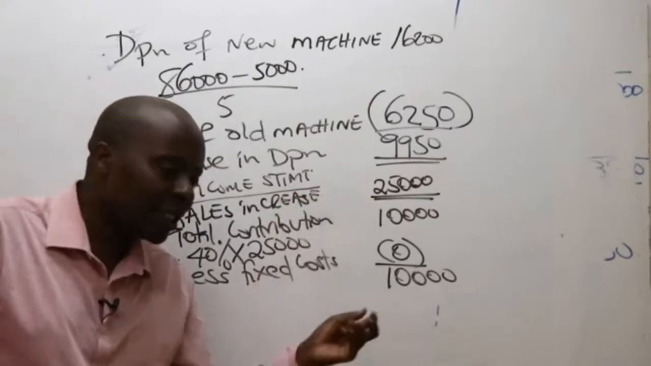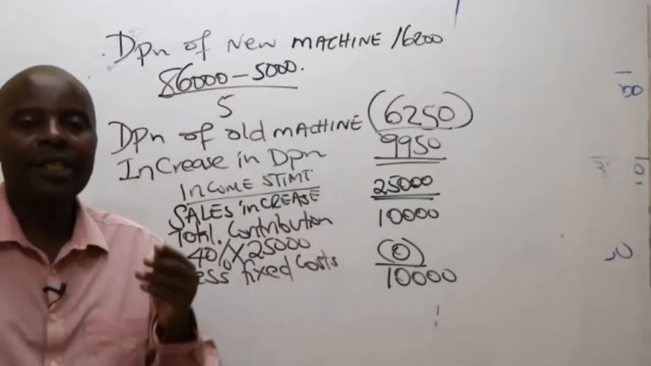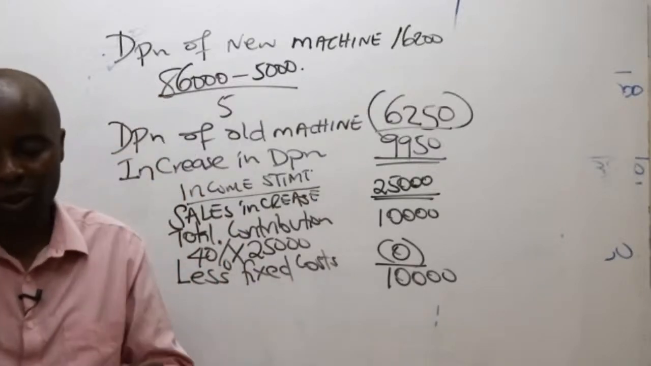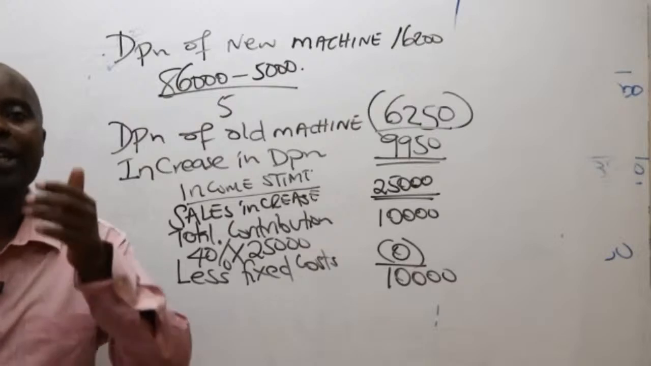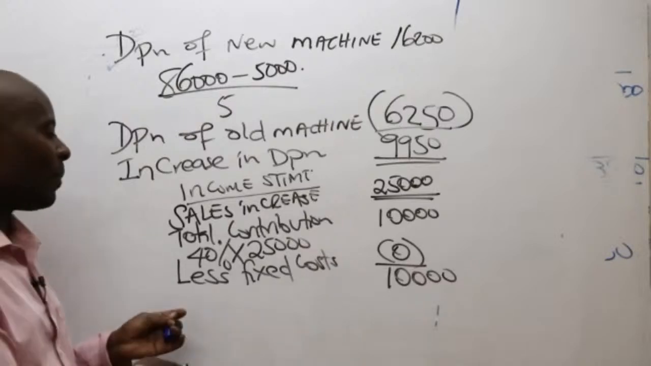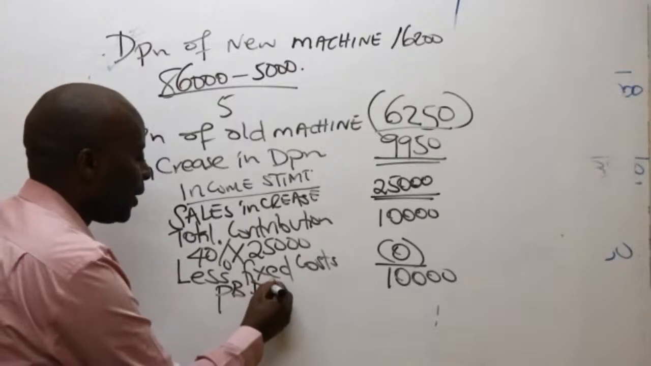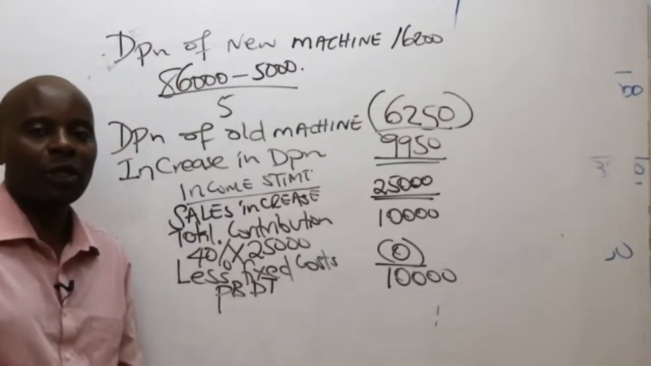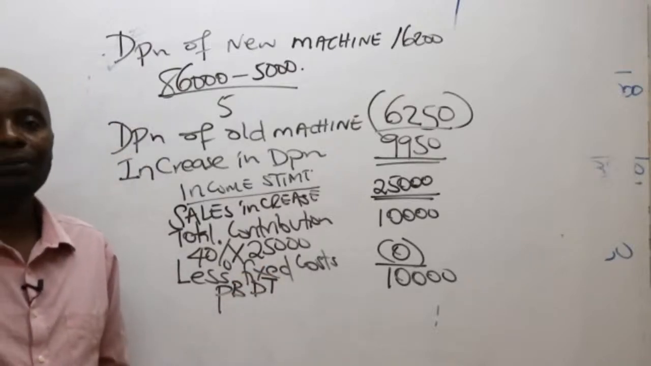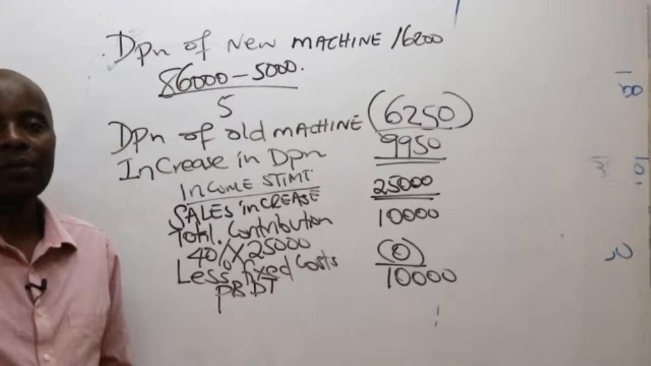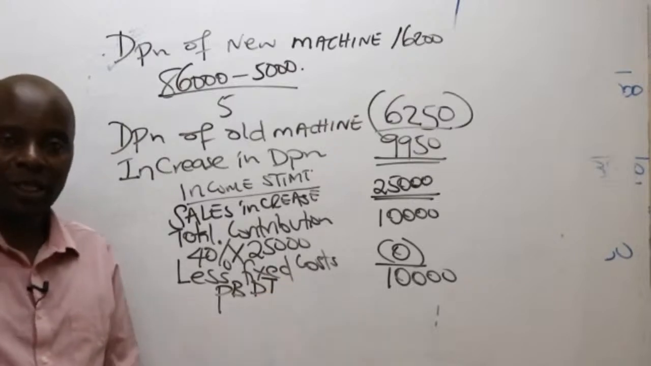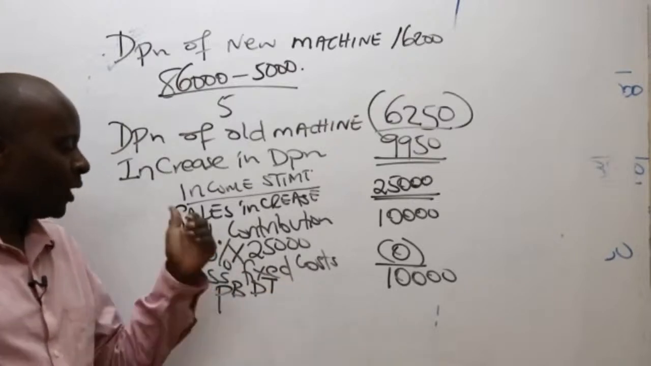This is the first profit that you get in finance. The very first profit you get in finance, ladies and gentlemen, should be profit before depreciation and tax. So you come and call this one profit before depreciation and taxation, because you haven't yet charged depreciation here.